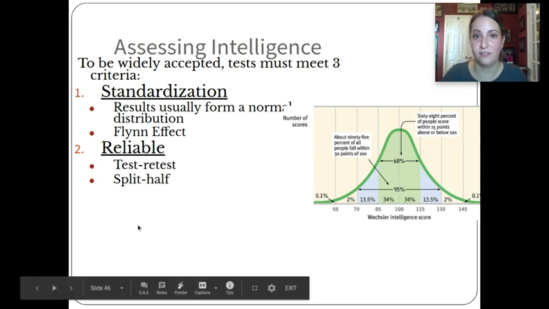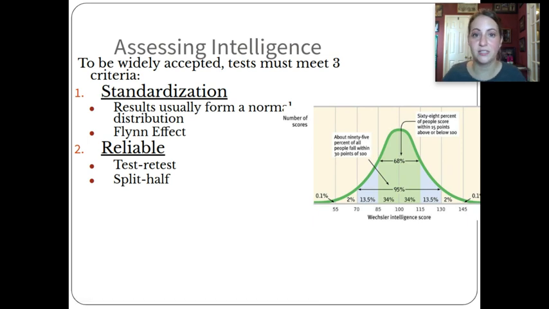Or split half tests. Maybe the first half is taken on a Monday and the second half of the test is taken on a Tuesday. That is a reliable test. Meaning you shouldn't have half of the test harder than the other half. There shouldn't be, well, everyone got 100% right on the first 10 questions, but then everyone bombed the last 10 questions. That is not a reliable test. It should be evenly distributed, right and wrong, throughout.